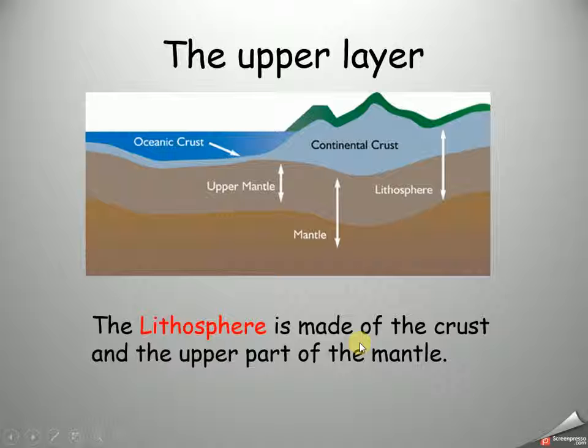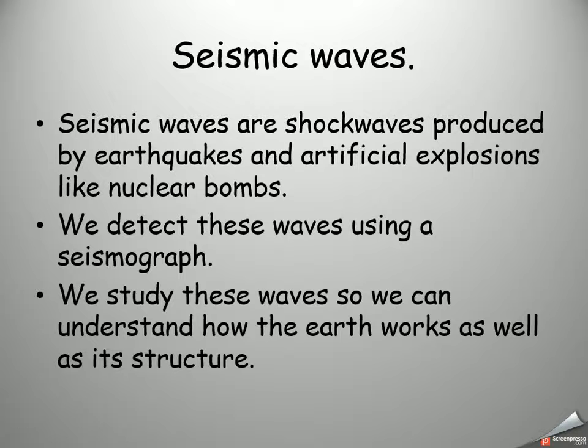Now, seismic waves. As you know, when the plates rub against each other, it makes shock waves. Those shock waves are called seismic waves. There are two ways shock waves or seismic waves can be produced. Number one is by earthquakes. Number two is by artificial explosions like nuclear bombs. So anytime one of these nuclear bombs goes off in one of these tests, scientists will be there with seismometers detecting it. We study these waves so we know the structure of the actual Earth.